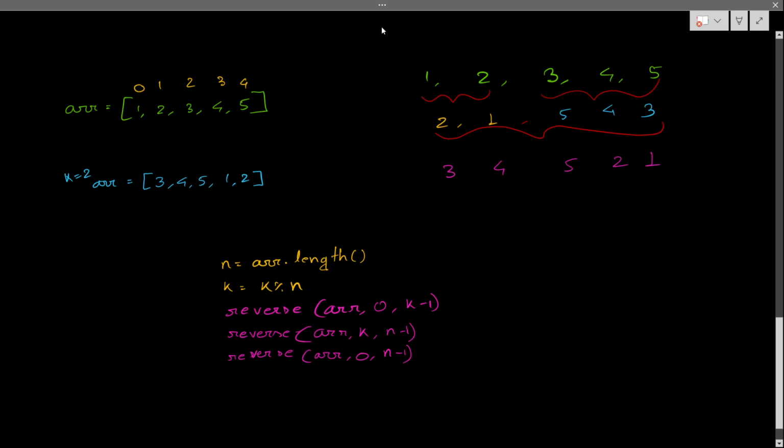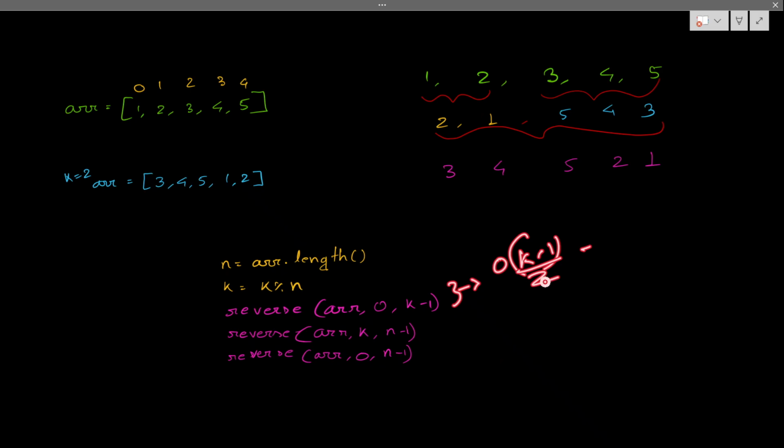So this is how we can do it, and this is much more optimal. Why am I saying optimal? The reversing part will take k minus 1 minus 0 by 2 times, and n minus 1 minus k by 2 times, and n by 2 times. This is the time complexity.